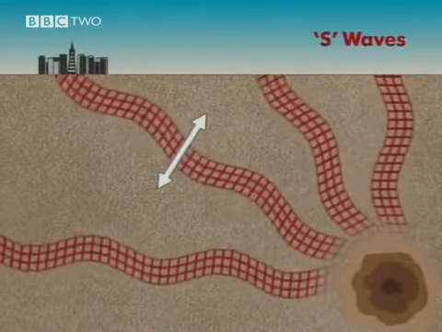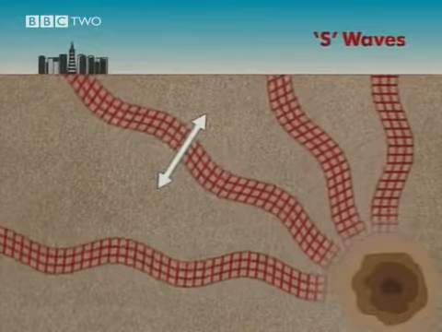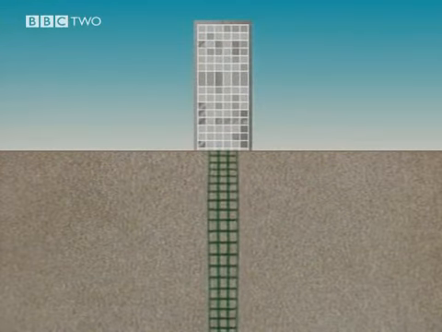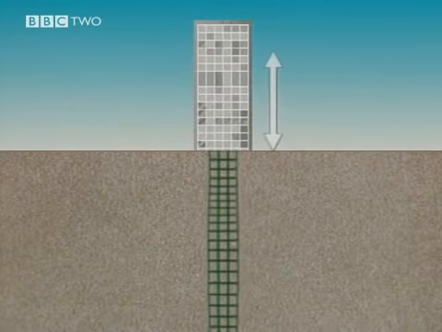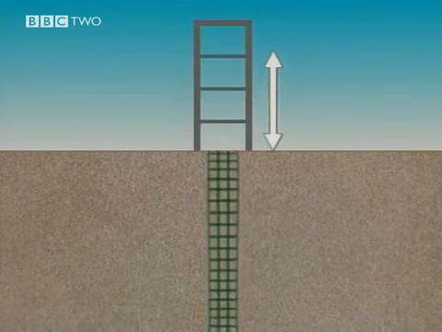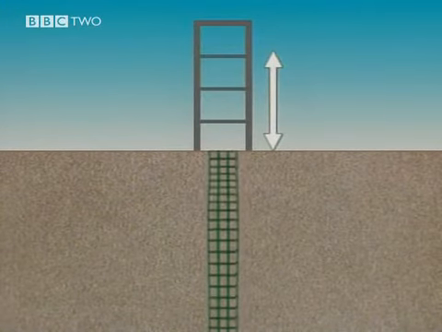P and S waves cause very different effects at the ground surface. P waves from an underground earthquake tend to shake buildings in the vertical direction. This doesn't cause much damage because of the strong vertical pillars which support a building's weight.